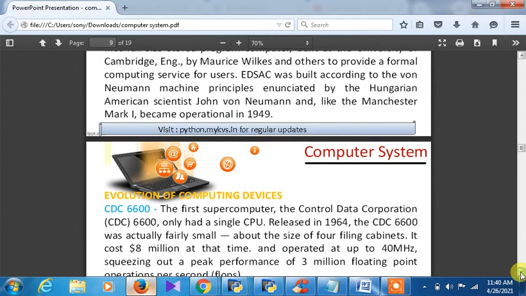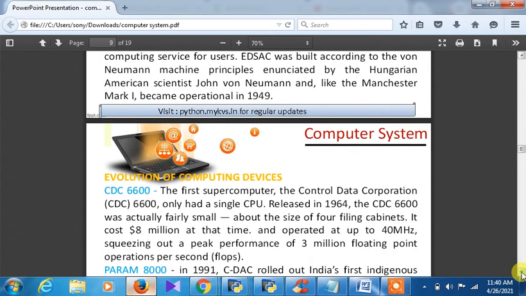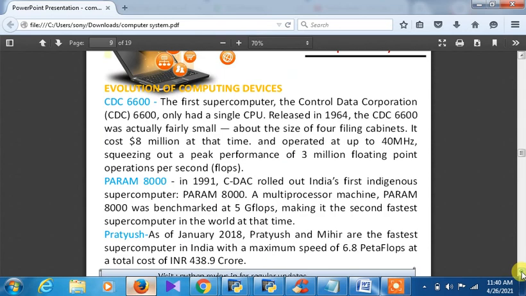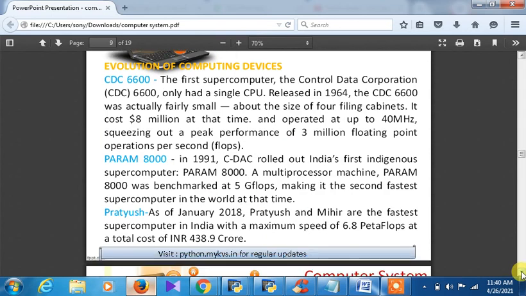So afterwards, one by one, the evolution of computers had taken place. CDC 6600, the first supercomputer, which the Control Data Corporation invented. It only had a single CPU. Actually, what is a supercomputer? A supercomputer has a faster data processing rate, because many of the processors are functioning there parallelly.